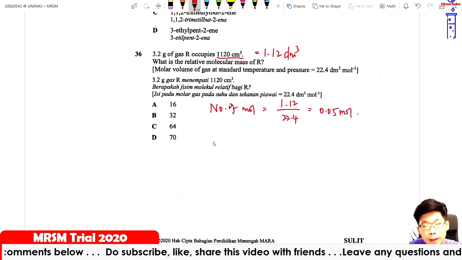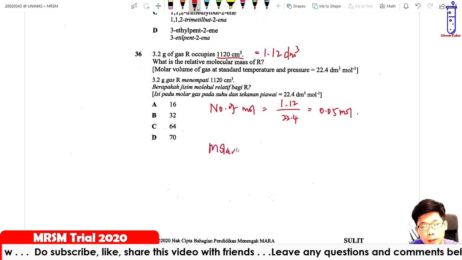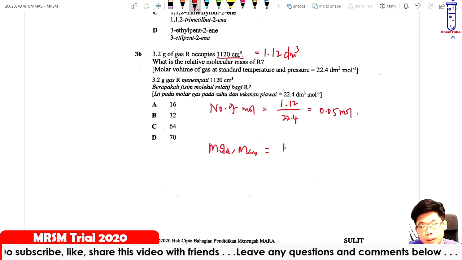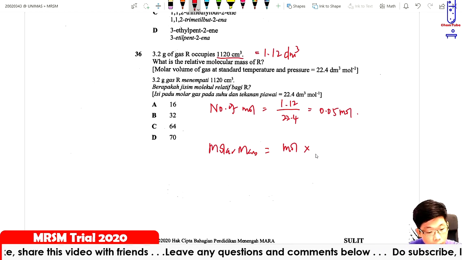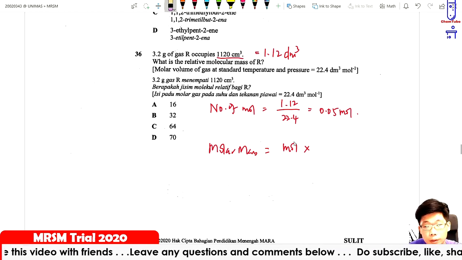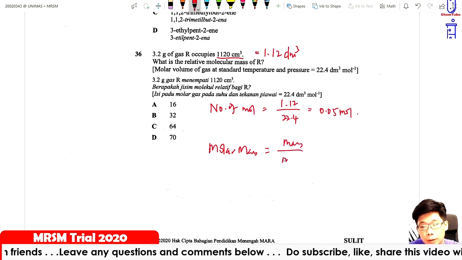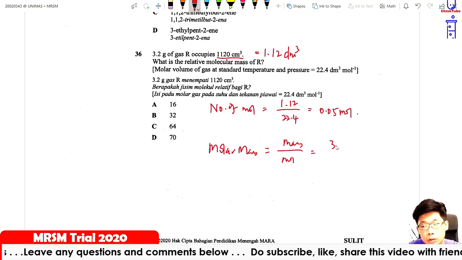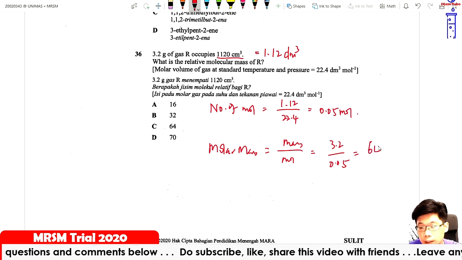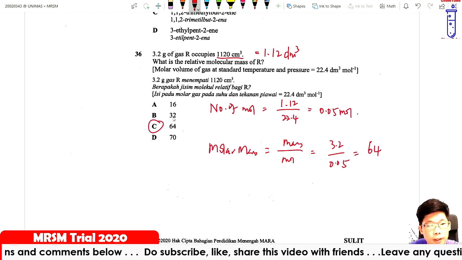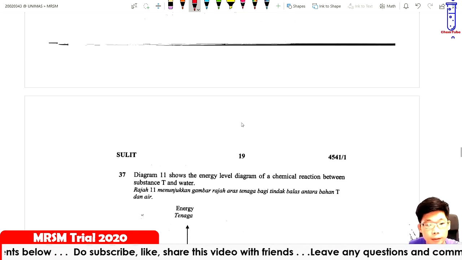Then another one, you can use mass over molar mass. So the molar mass will be the mass over the mole. The mass is 3.2, mole is 0.05. So you will get 64. Okay, 64. So it's the relative molecular mass of R.